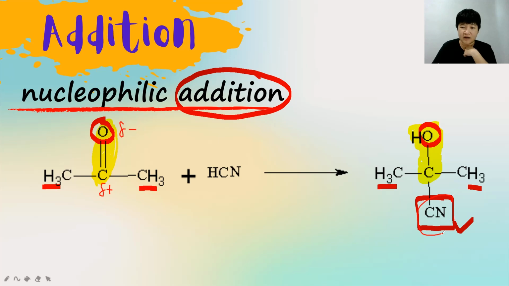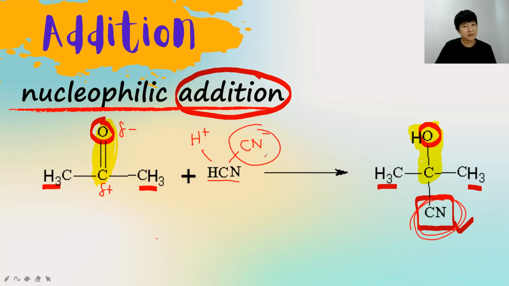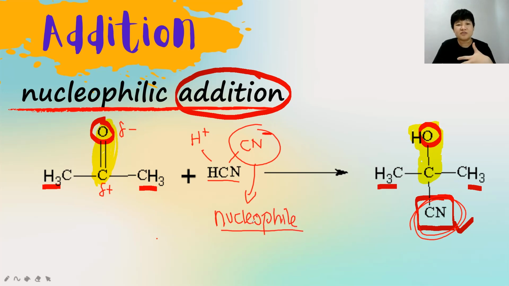Your CN is our new friend. Alright, CN is the new friend over here. And the CN is from the HCN. HCN, obviously, H plus CN minus. And who is making the changes? CN minus is making the changes. CN minus, over here, is a negative charge ion. Your CN minus will be the nucleophile, the name of the species. So when this nucleophile makes changes, that's why it becomes nucleophilic addition.